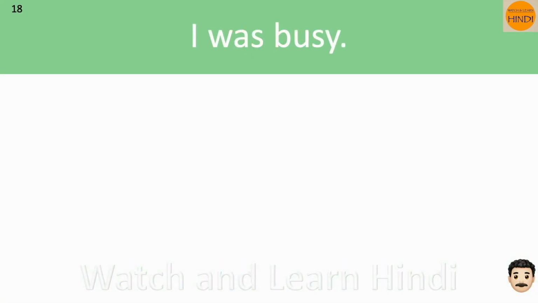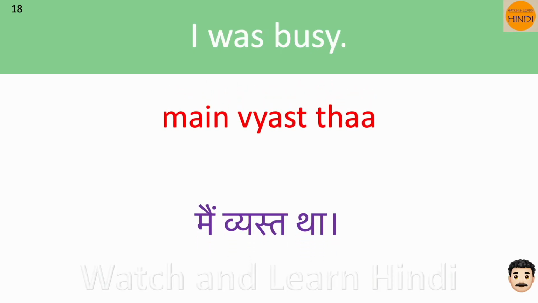I was busy. मैं व्यस्त था. Here, मैं is I, व्यस्त is busy, and as we just discussed in the tip, since this ends with tha, the gender of the person speaking this sentence is masculine. मैं व्यस्त थी. Again, मैं is I, व्यस्त is busy, and thi tells us that the gender of the person speaking the sentence is feminine. मैं व्यस्त थी. I was busy.